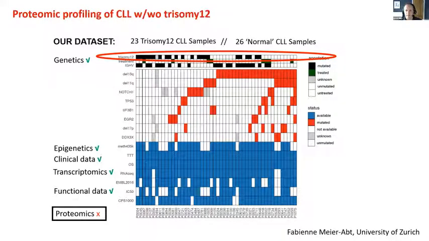So this is 50 CLL patients, and on the top part is indicated all the different kinds of genetic lesions that the patients have. And I just want to mention the top one circled in red. This is this trisomy 12 that we're particularly interested in. So about half of these patients have an extra copy of chromosome 12.